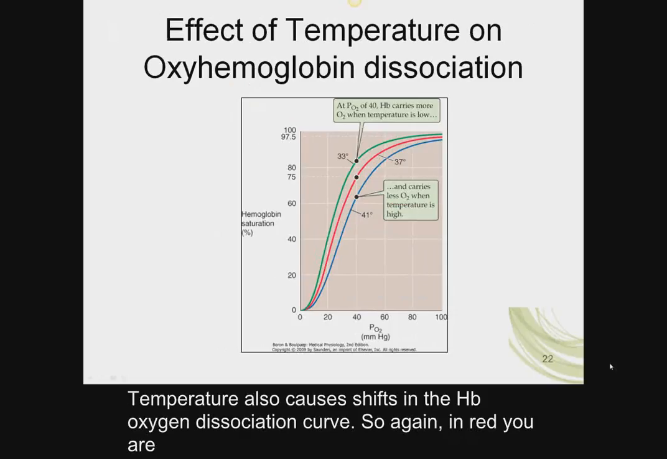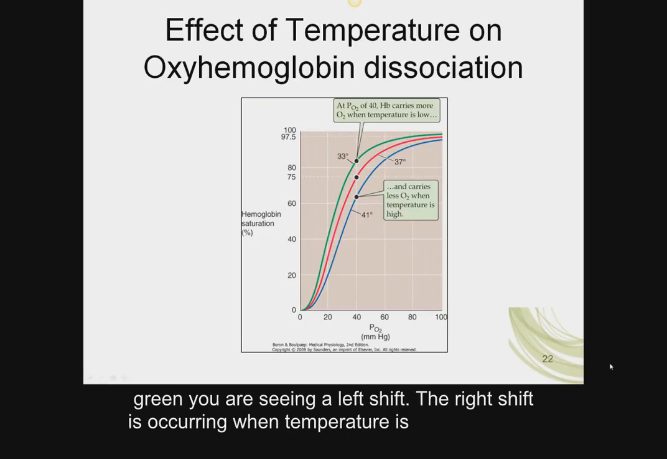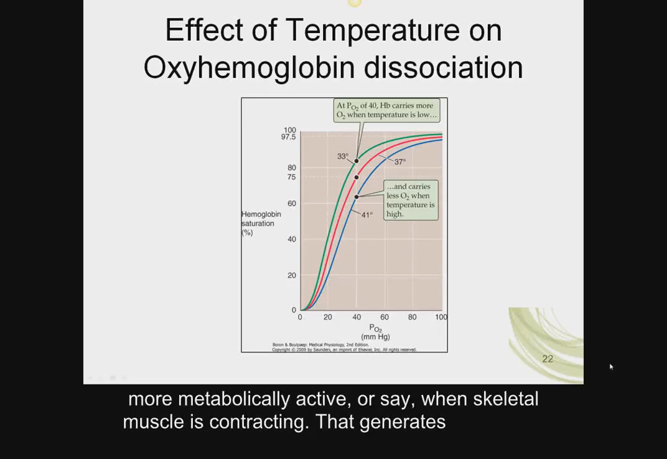Temperature also causes shifts in the hemoglobin dissociation curve. So again, in red, you're going to see normal oxygen hemoglobin dissociation curve, and in the blue, you are seeing a right shift, and in the green, a left shift. The right shift is occurring when temperature is higher. When might tissue beds have a higher temperature? When they're more metabolically active, or say, when skeletal muscle is contracting.